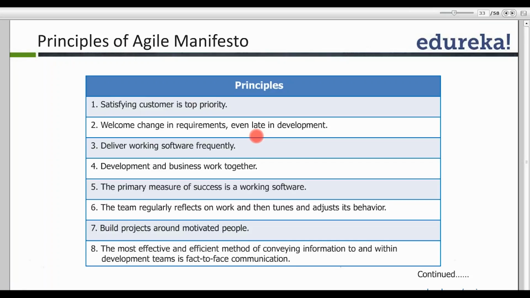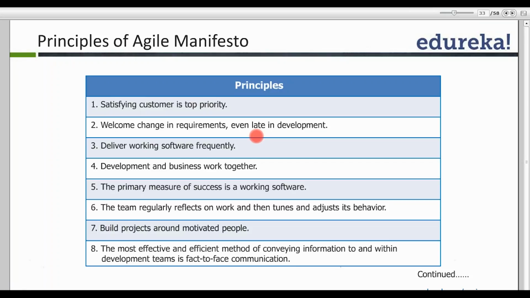Sixth is nothing but retrospective. Retrospective is a ceremony in which the team regularly inspects their work, or reflects on their work: what went right, what did not go right, and then they tune and adjust their behavior. So that is your retrospective. The team regularly reflects on the work and then tunes and adjusts its behavior accordingly.